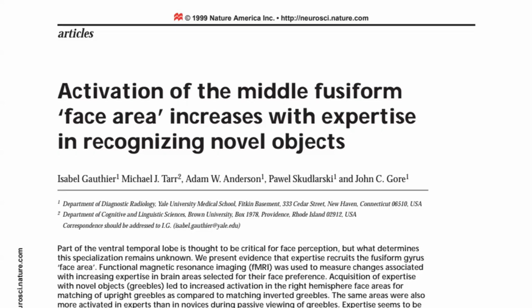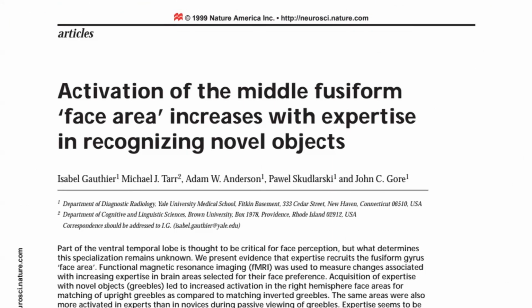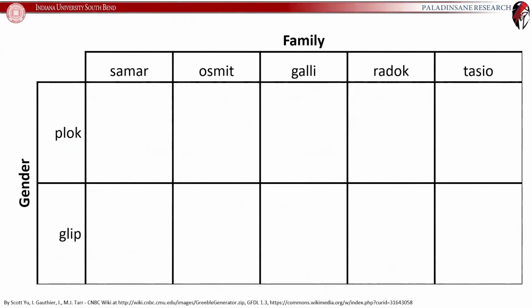The way that you answer that question is you say, all right, we're going to take typical people and we're going to train them on stimuli they've never seen before. We're going to train them until they're experts and we're going to see what happens with their face area. So what they did is they created stimuli called greebles.